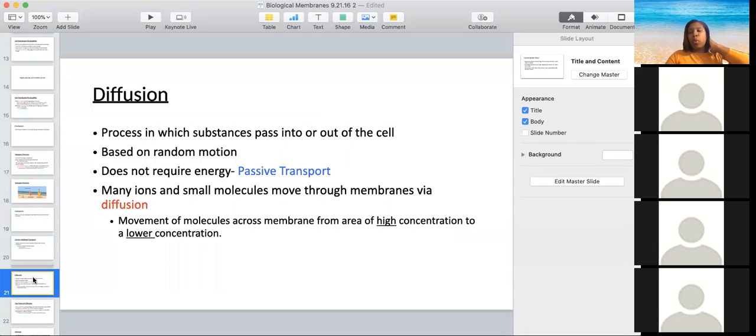So diffusion is one way. Diffusion is a process in which substances pass into or out of the cell. Diffusion is unique in that it's based on random motion. It does not require energy. Make sure you write that down, because we're going to contrast that with some other processes in a second, some active transport mechanisms that do require energy. So diffusion is a form of passive transport because it does not require energy.